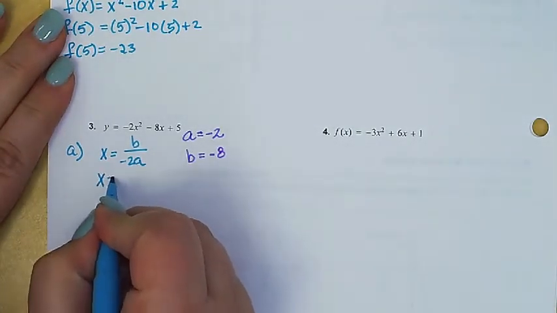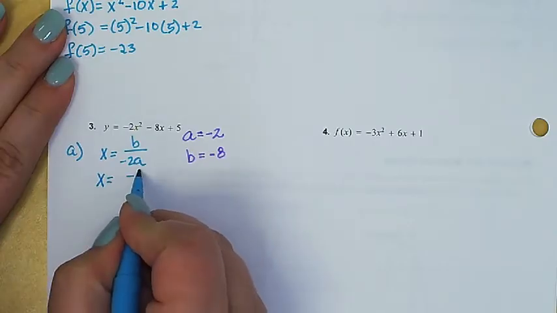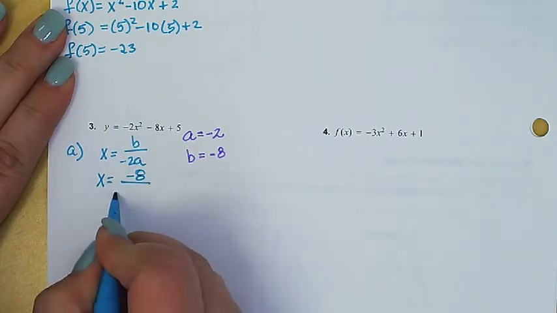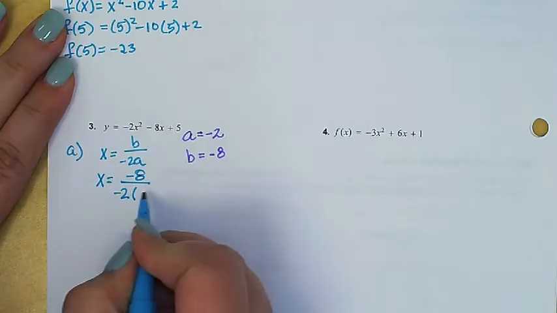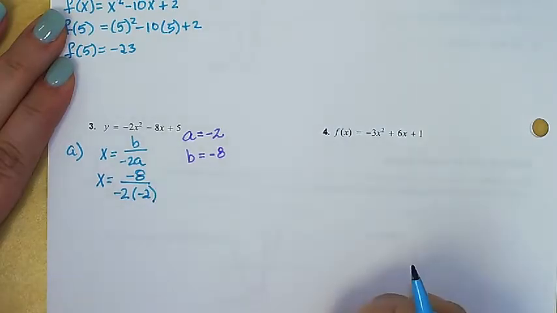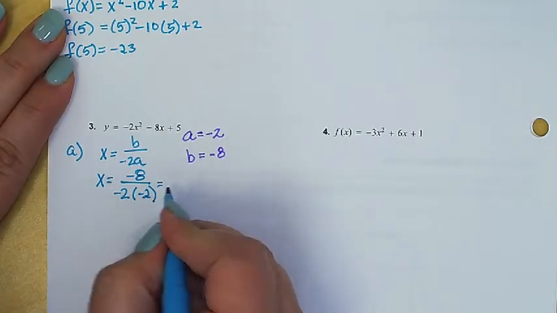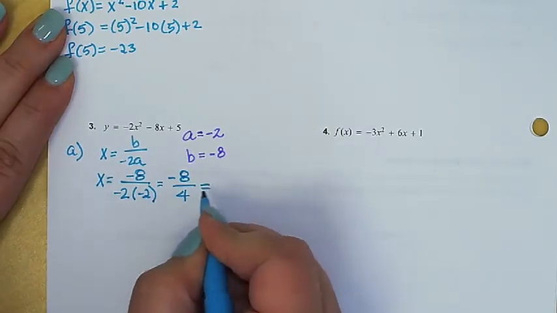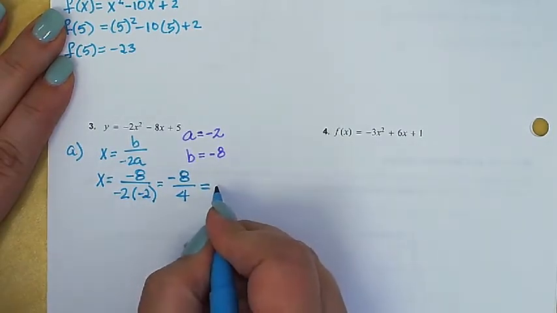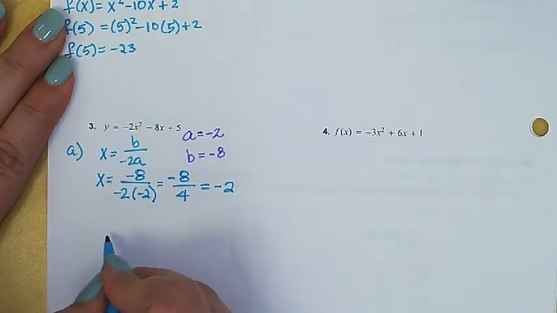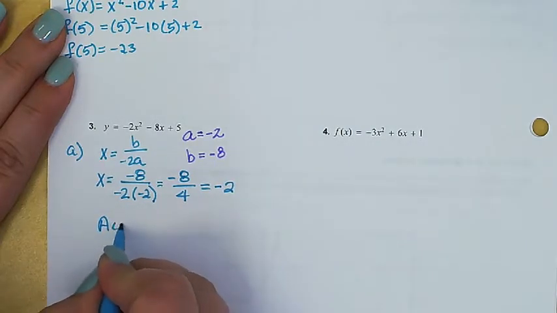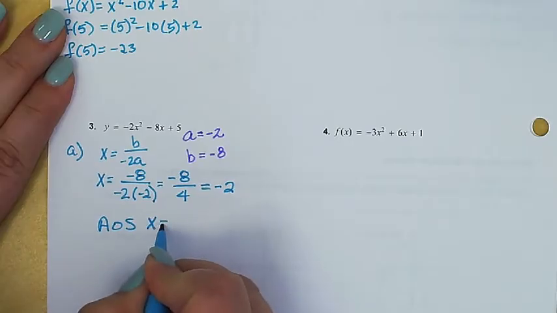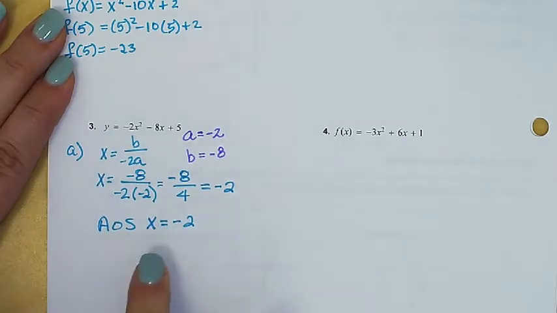So it's going to be x equals negative 8 over negative 2 times our a value, which is another negative 2. And we know that's really just negative 8 over positive 4. And negative 8 divided by 4 is negative 2. So our axis of symmetry is at x equals negative 2.